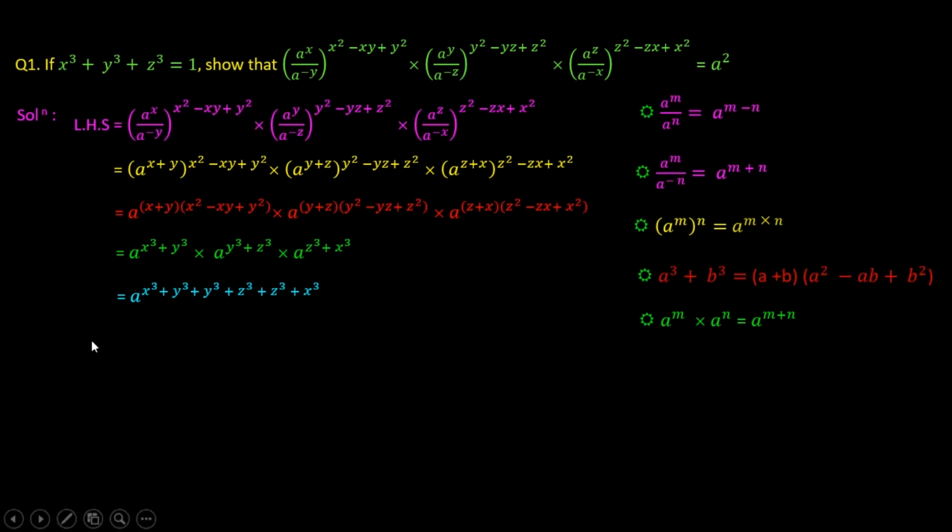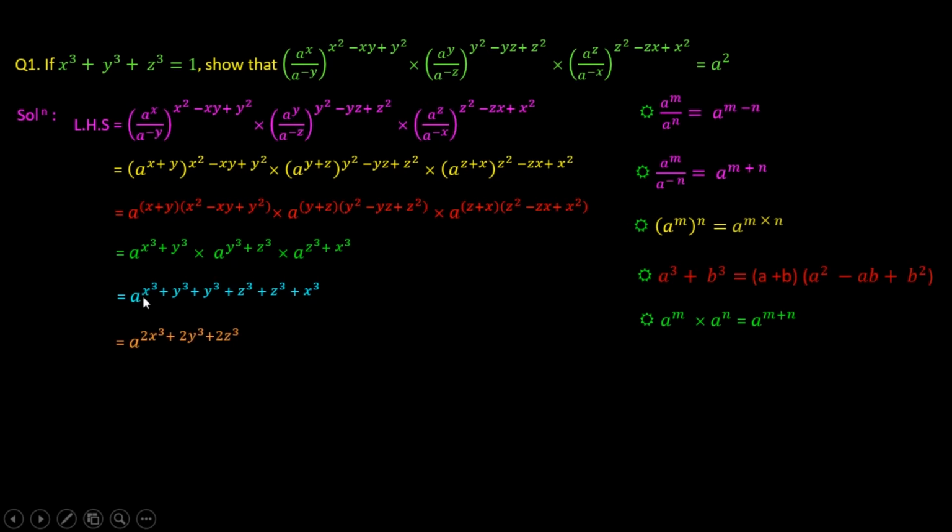Add the powers like this: x cube plus y cube plus y cube plus z cube plus z cube plus x cube. So you have to add the powers. Now when you add this, there is x cube and x cube, so it becomes 2x cube.